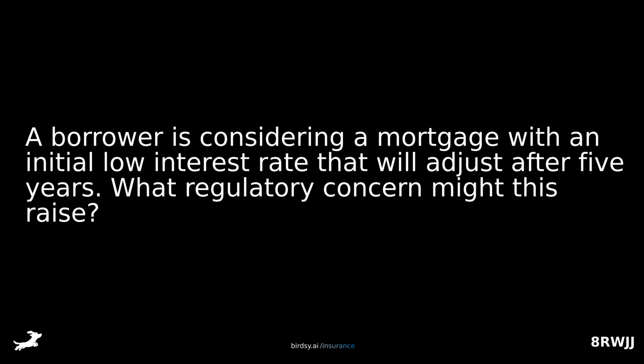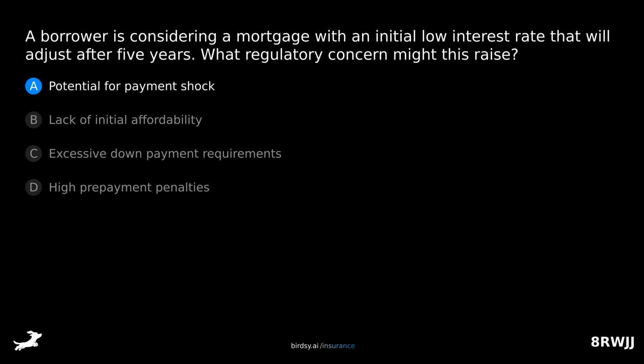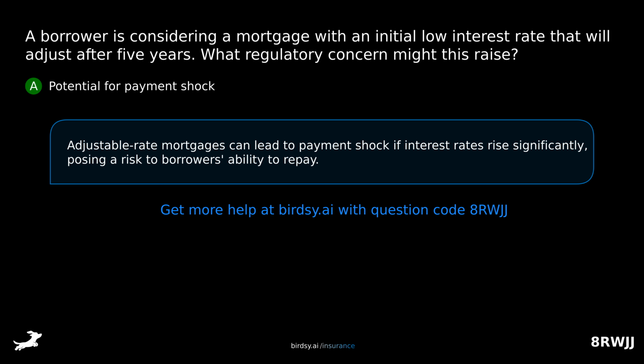A borrower is considering a mortgage with an initial low interest rate that will adjust after 5 years. What regulatory concern might this raise? Is it A, potential for payment shock, B, lack of initial affordability, C, excessive down payment requirements, or D, high prepayment penalties? The answer is A, potential for payment shock. Adjustable rate mortgages can lead to payment shock if interest rates rise significantly, posing a risk to borrowers' ability to repay.